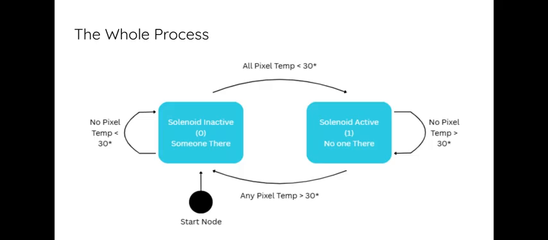And if any pixel temperature is above 30 degrees, because not all pixels in the room would be above 30 degrees if there's a human presence in the room. So anyways, if any pixel temperature is above 30 degrees Celsius, then the solenoid returns to being inactive. And then these side ones are just feedback loops. That essentially means that if the past state is still true, then you just keep doing that action.